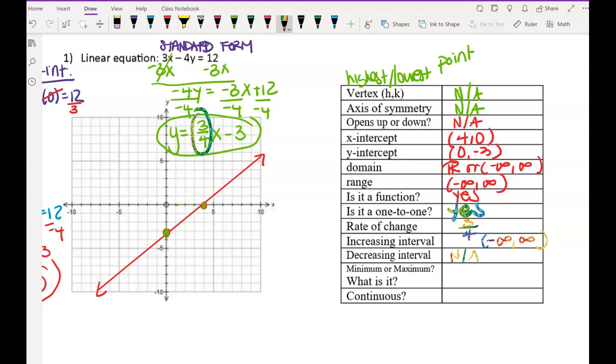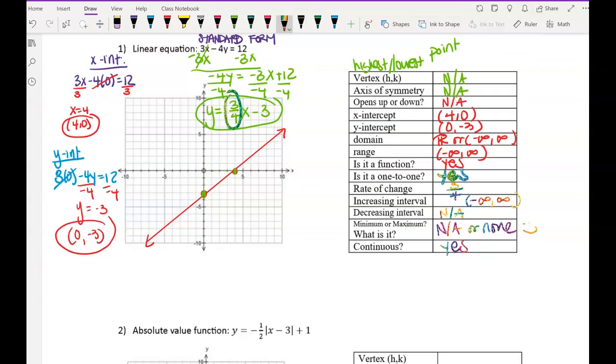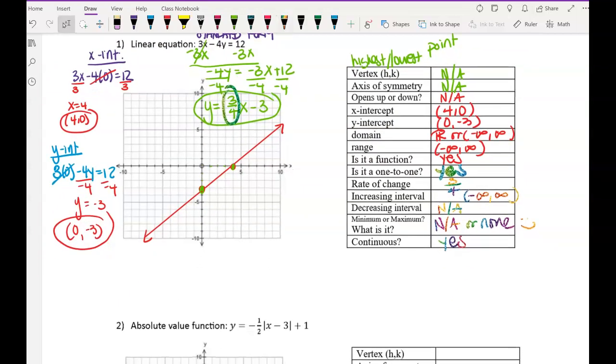We're going to write NA on decreasing since all of the values on the domain is for increasing. Now, it does not have a minimum or maximum, so we're going to write NA, or you can even write none if you want, okay? All right, is it continuous? Yes, remember continuous is when you can graph the entire line without lifting up your pencil. So that's how we graph a line from unit 1.